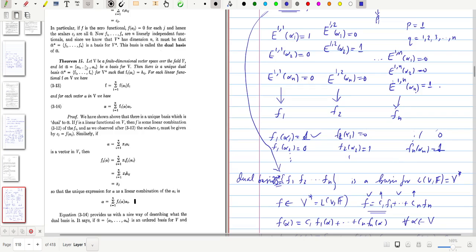So this is theorem 15. F can be written as the summation i equal to 1 to n f of alpha i times fi, where fi is the dual basis for alpha i.